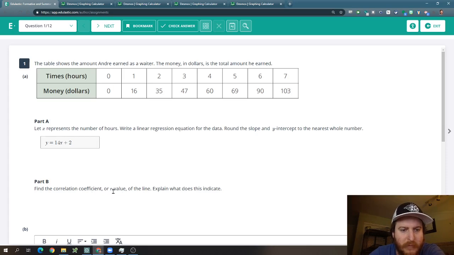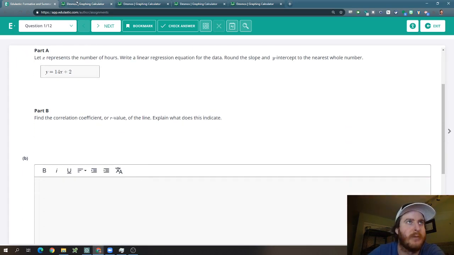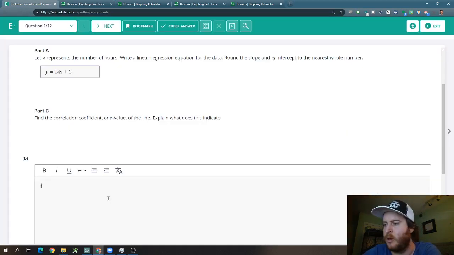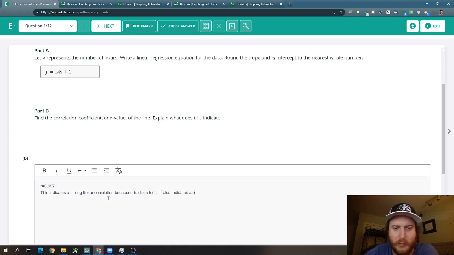B, find the correlation coefficient and then explain what this indicates. Our correlation coefficient is the R, which is 0.997. I'm going to put R equals 0.997. This indicates a strong linear correlation because R is close to 1. It also indicates a positive correlation because R is positive. Remember, R being positive means our data is increasing, and R negative means our data is decreasing.